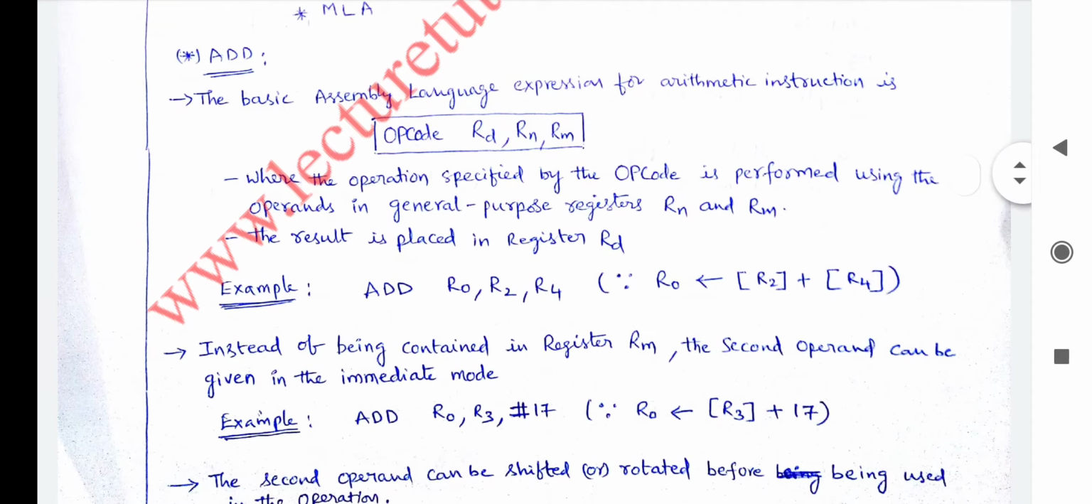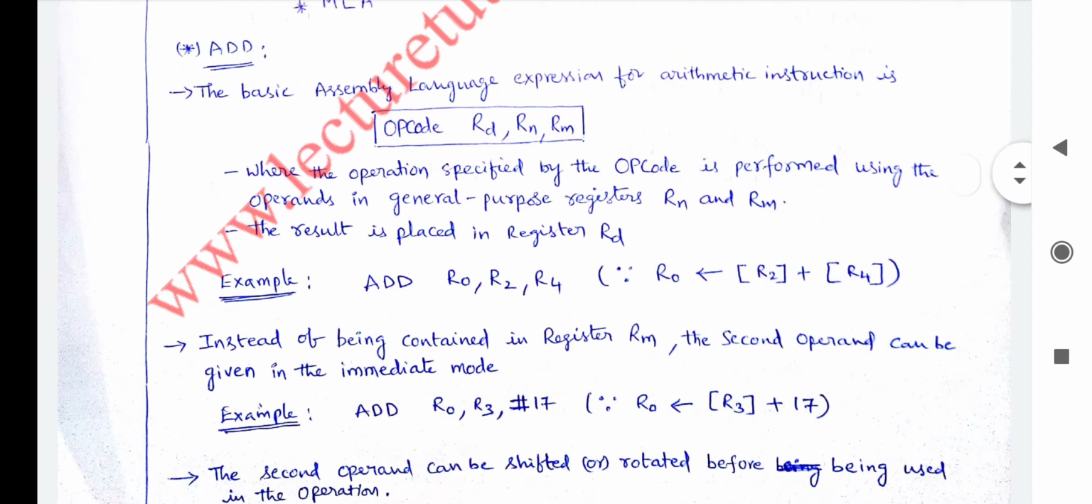Okay, opcode Rd, Rn, Rm. Rn and Rm are general purpose registers which contain some data, and opcode means whatever the code which we use, based upon the opcode, the operation is performed between the registers Rn and Rm, and the result is stored in the register Rd.